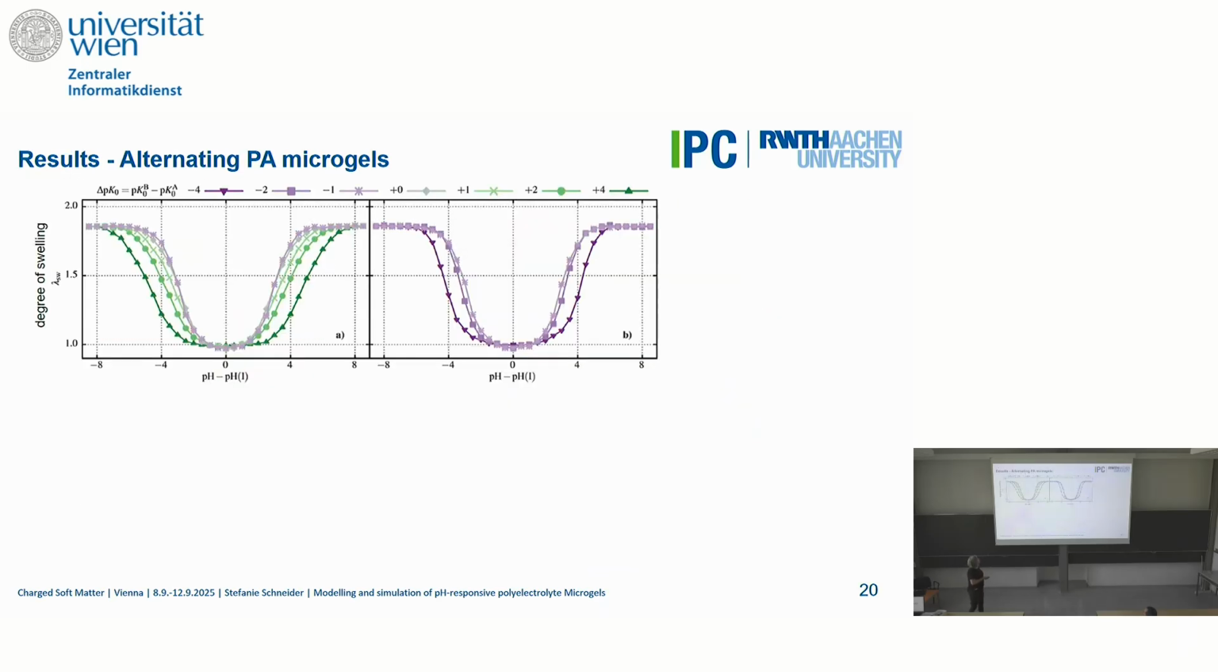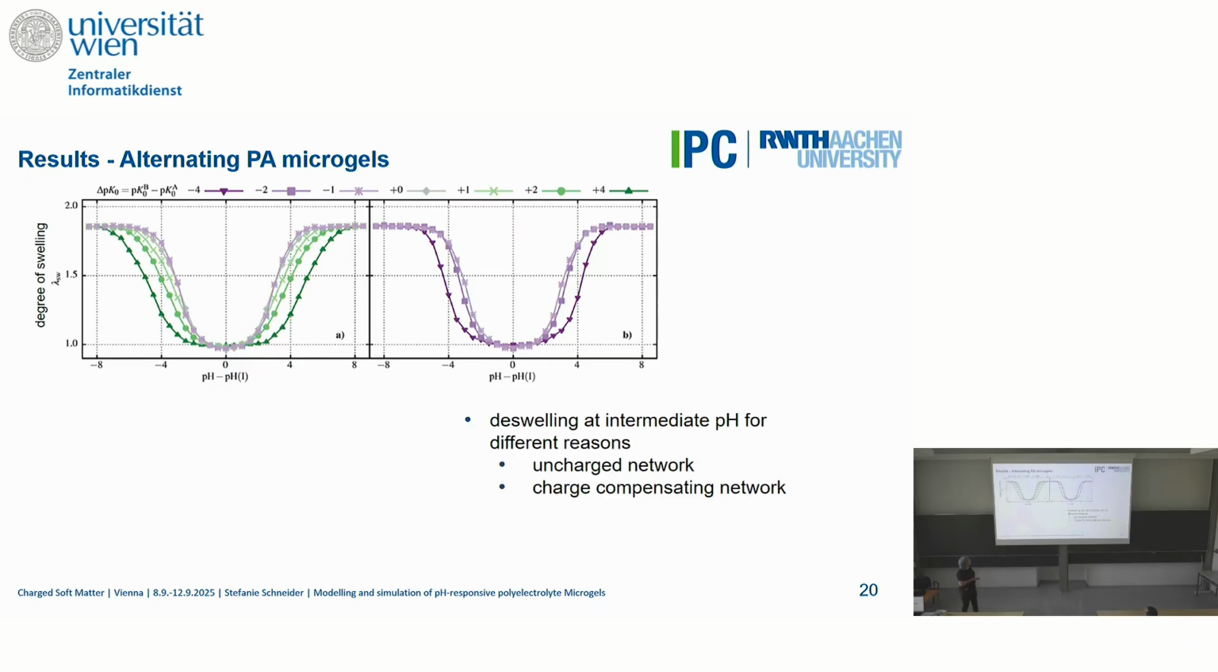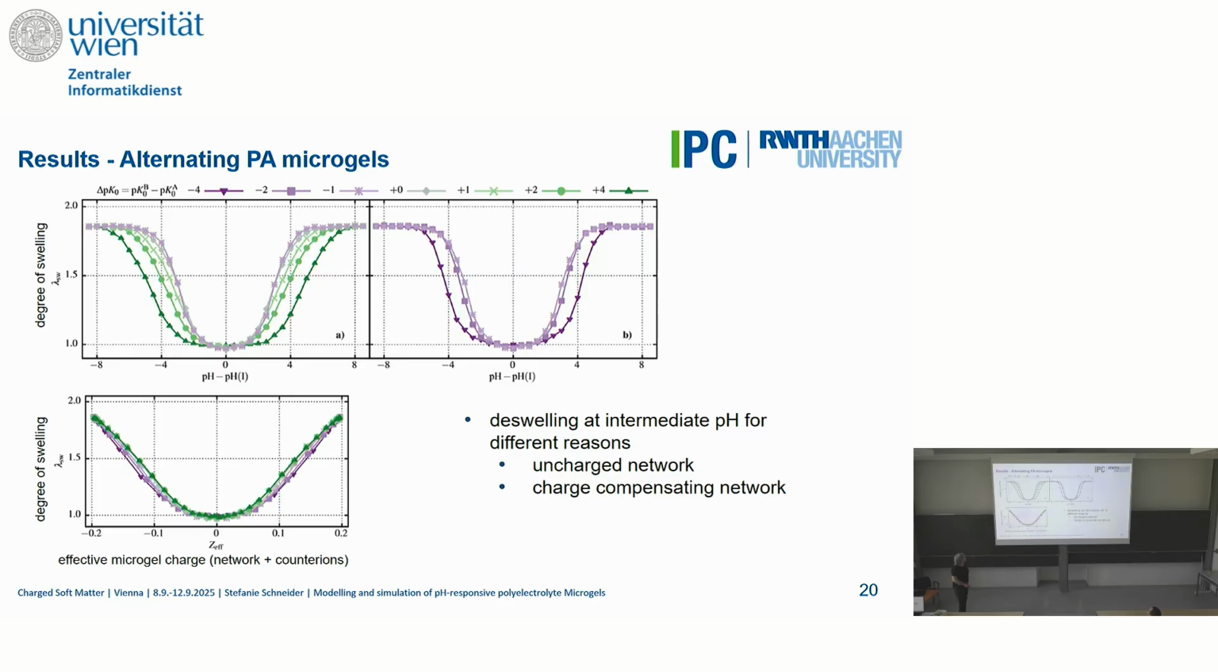Okay, concerning the swelling, if we plot it against the pH, we get a lot of different curves, with the collapsed microgel, either uncharged or both species charged at the isoelectric point. Or if we just plot everything against the effective charge of the microgel, we basically see that the swelling mainly depends on the effective charge.